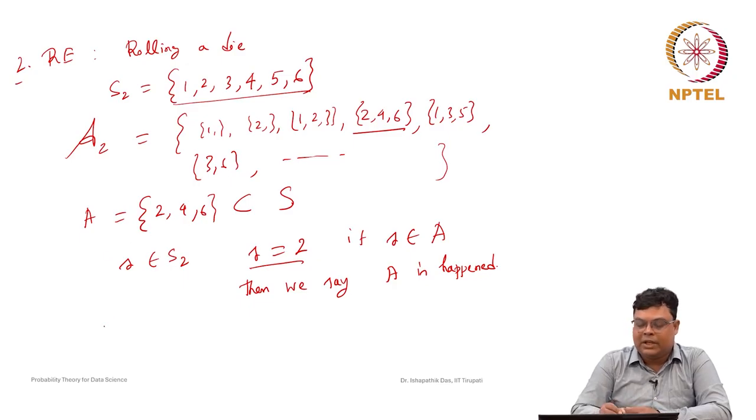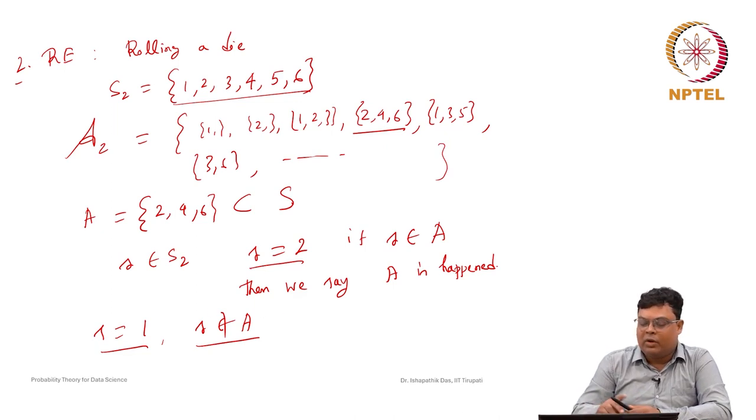Now suppose s equals 1 happens. You are throwing a die and you see that the top face of the die is 1. s does not belong to A, so A has not occurred. We say the event has not occurred. That is the concept of how we define an event.